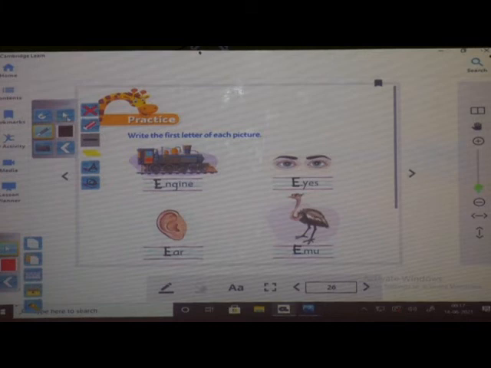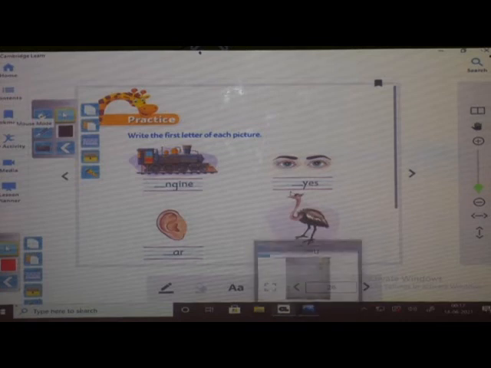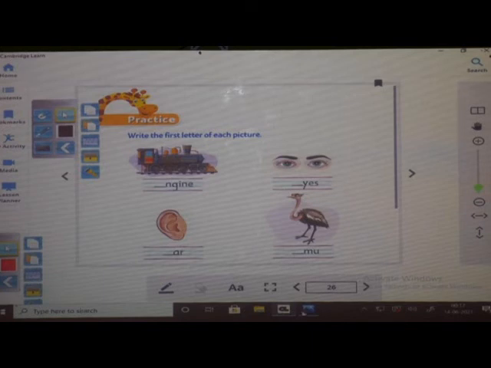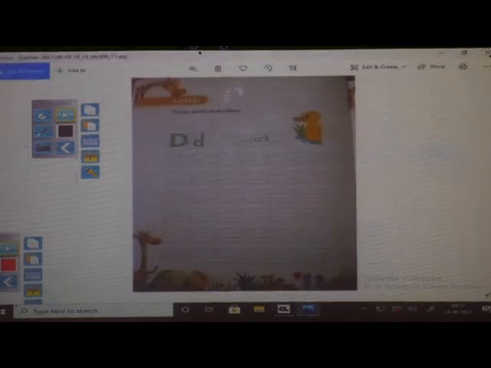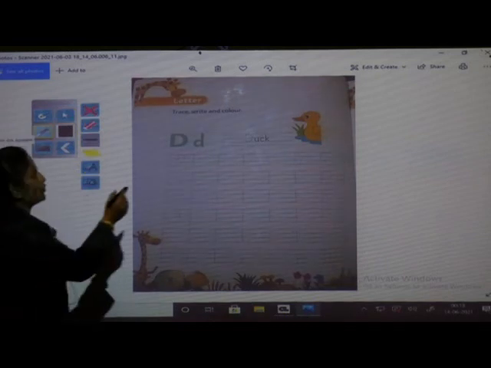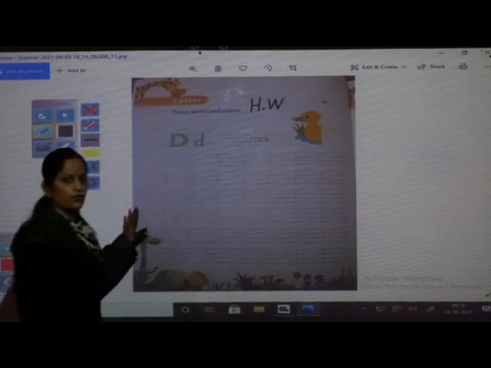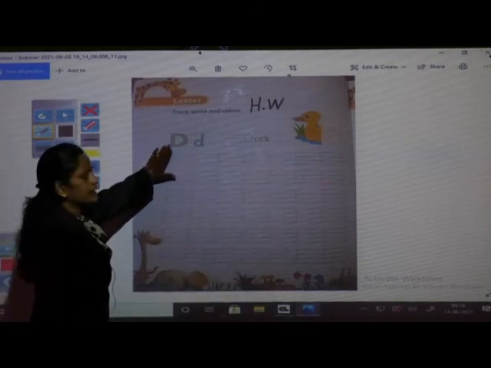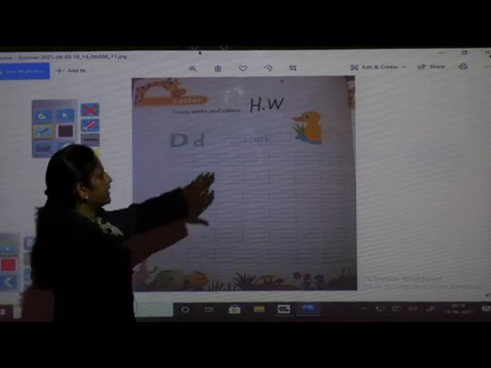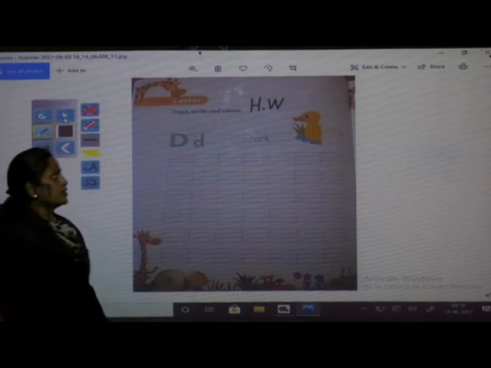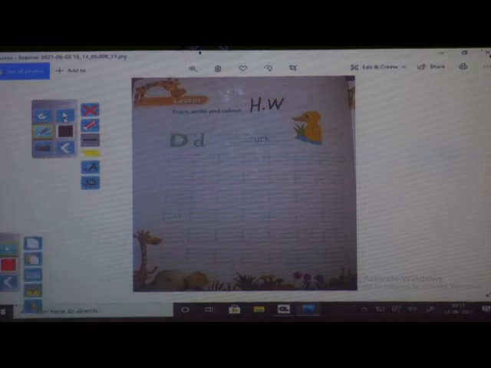Finished? Okay. Now you have to open your literacy workbook. Okay? You have to open your literacy workbook, page number 8, okay? Which letters we have learned today? Yes, letter D, okay. So here what you have to do? You have to write here H.W, homework. This is your homework. You have to practice writing letter capital D and here small d. Even you have to color this picture, okay? So you have to write HW.